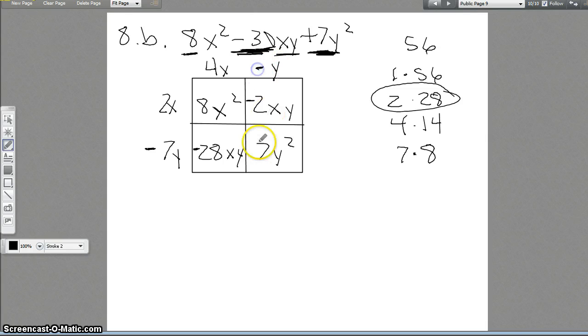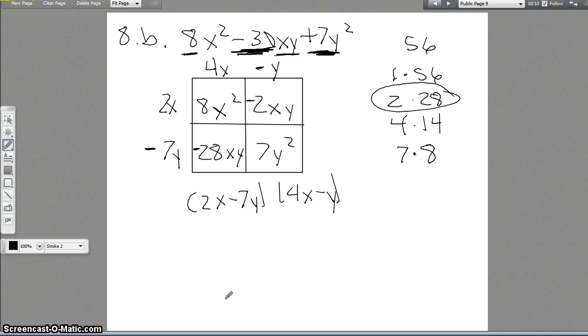And we're going to make that negative because we need both of our terms here to be negative so they can multiply together to become a positive. So when we write out the factored form, it's 2x minus 7y times 4x minus y.